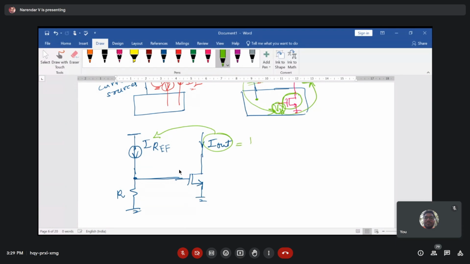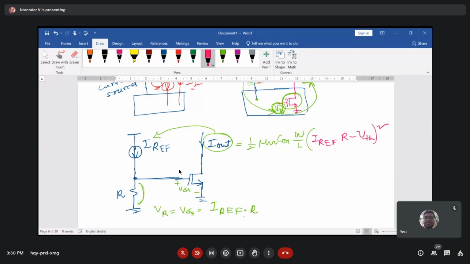Now if I write the I out expression, it is half mu n Cox W by L times (VGS minus VTH) squared. This VGS is the voltage across the resistor R. So what is the voltage across resistor R? VR, which is equal to VGS, is equal to I reference times R. Now this is your VGS value, and we substitute it: I reference times R minus VTH, whole squared.